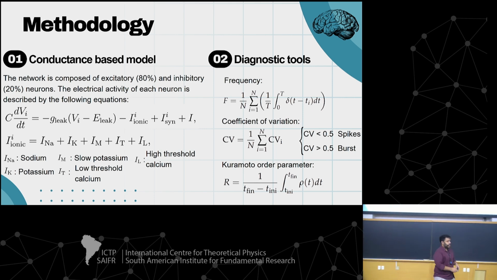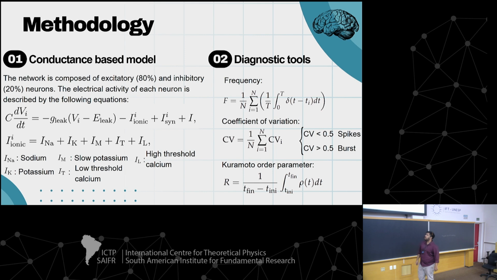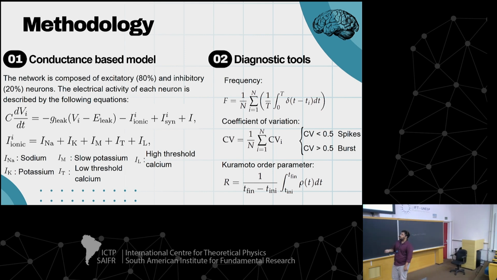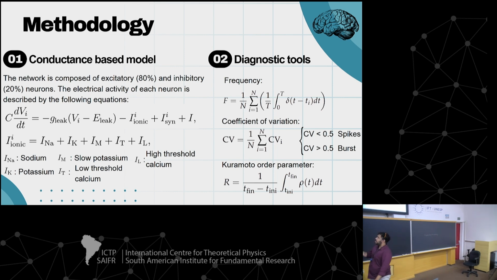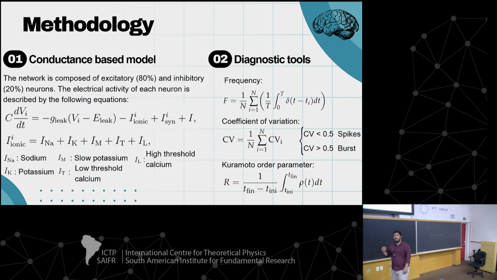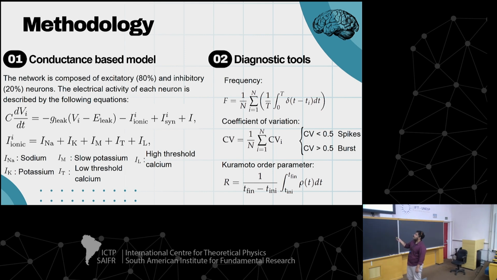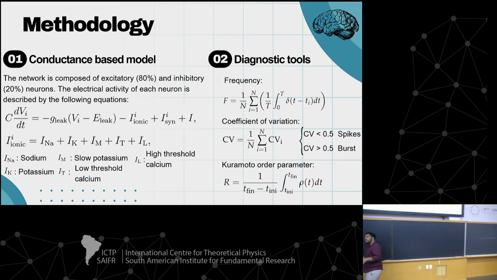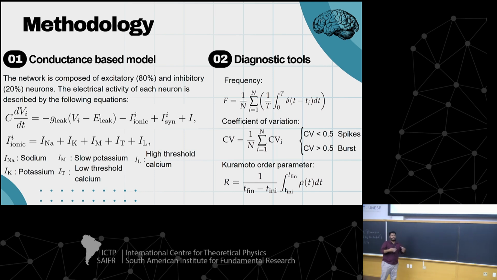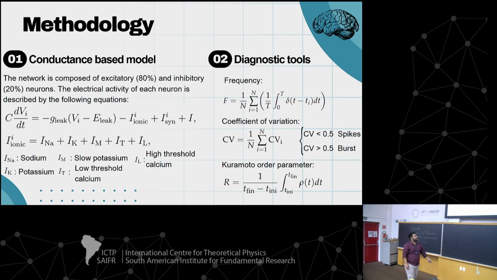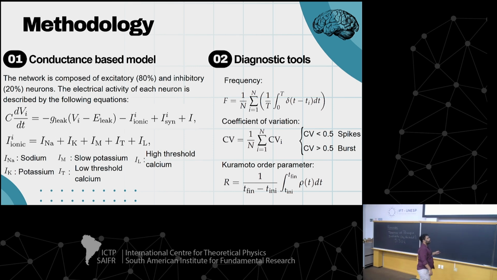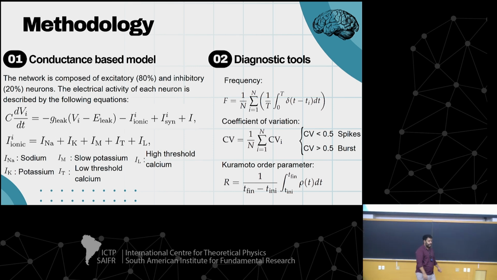We worked with cortical neurons from humans, in a random network, the Erdős-Rényi network, where there were inhibitory neurons and also excitatory neurons. Then some tools that we used were the frequency of the network, how they were firing across the entire network, and the coefficient of variation, the CV, a metric that can tell us if the network is in spike activity or burst activity, depending on its values. And to measure the synchronization, we use the Kuramoto order parameter for the global synchronization of the network.